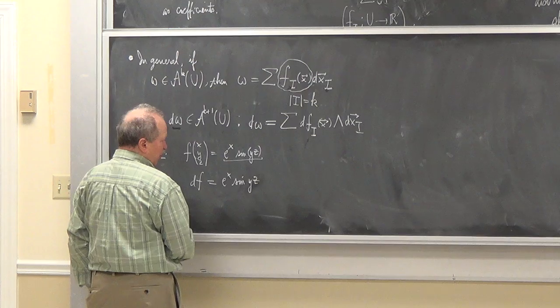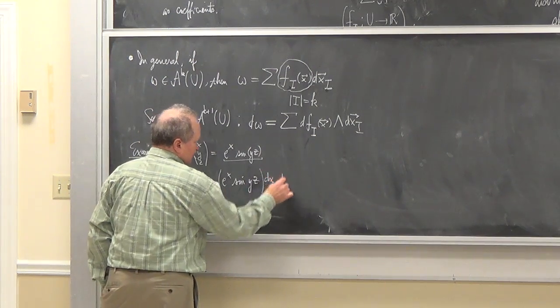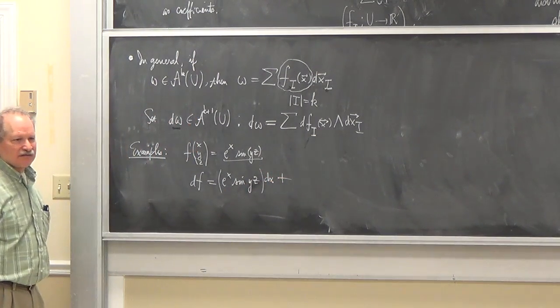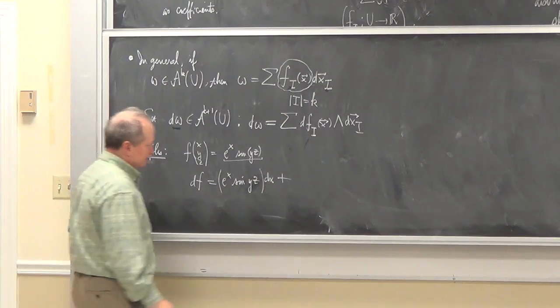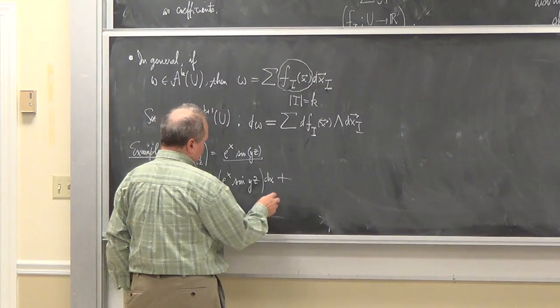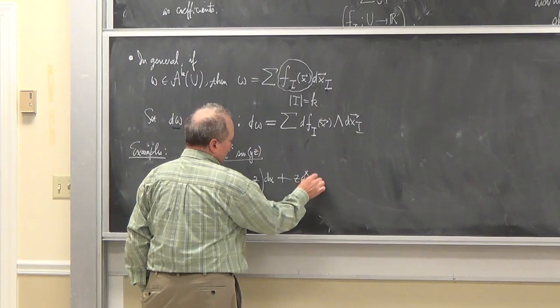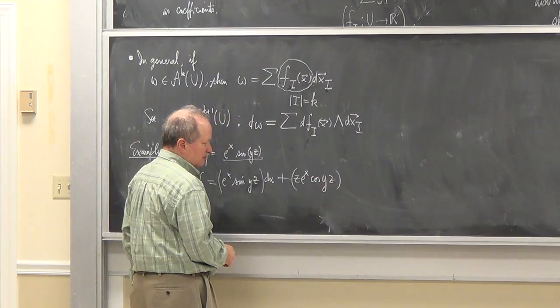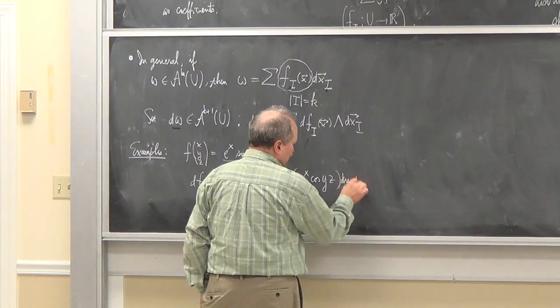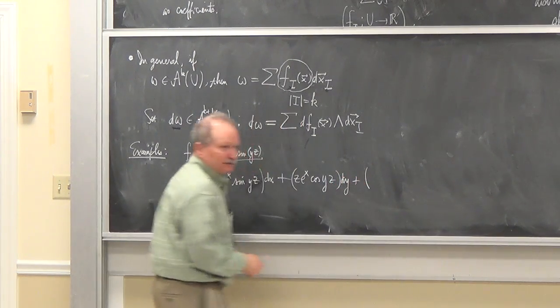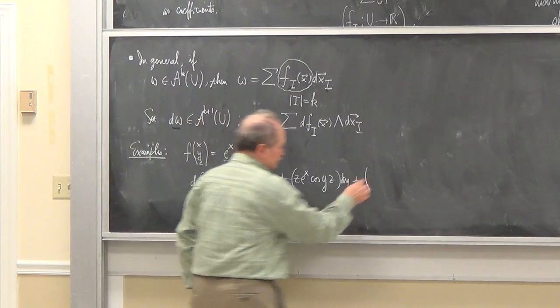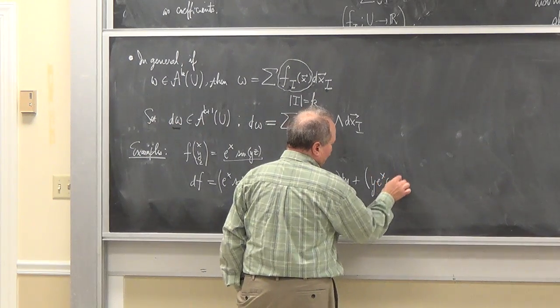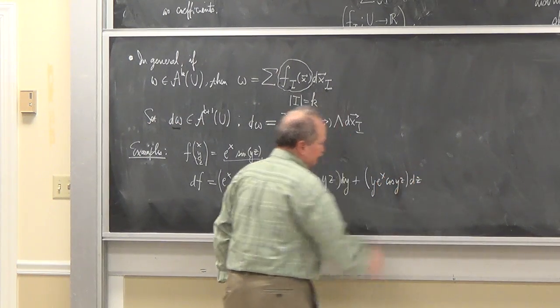So there's the x partial, e to the x sine yz, so it goes with dx. What's the y partial? z e to the x cosine yz. That goes with dy. And what's the z partial? y e to the x cosine yz. Okay. dz.